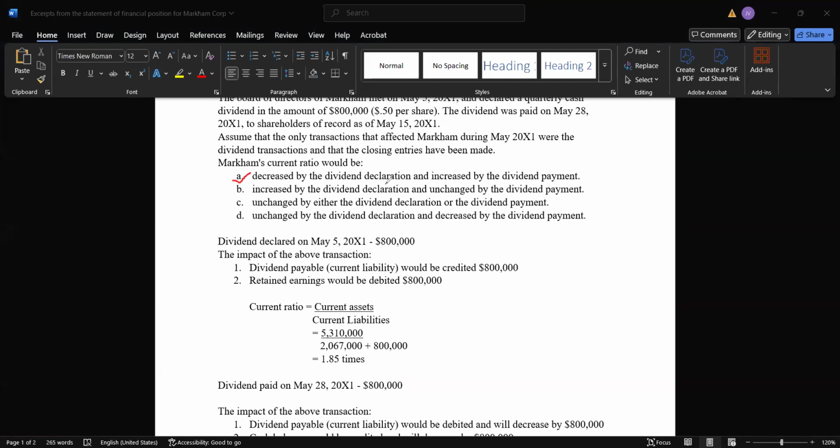B would be wrong because dividend declaration is not increased at the end of the month. It increased during the month, that is on May 5th, but by the end of the month, on payment of the dividend, it has decreased, not increased. Increased was initial; by the end of the month, it decreased. Unchanged by the dividend payment also would be wrong because dividend payment is actually increasing. Unchanged by the dividend declaration and decreased by the dividend payment, this one also would be wrong. So the right answer is option A. I hope that is clear.